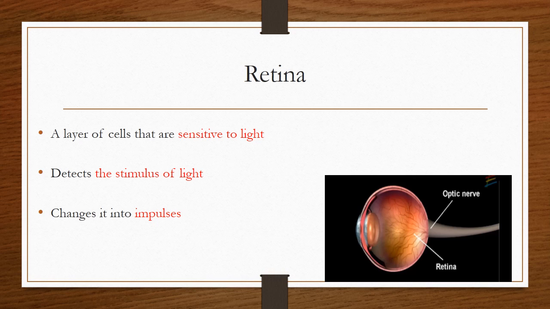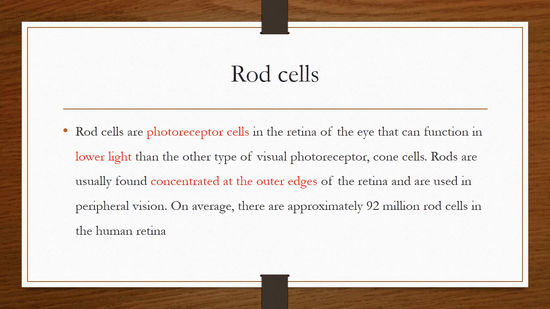Retina. The outermost layer was the sclera, the middle layer was the choroid, and the innermost layer, the photosensitive layer, is the retina. It's a layer of cells that is sensitive to light. It detects the stimulus of light and changes it into impulses. It contains two types of photoreceptors, the rod cells and the cone cells.